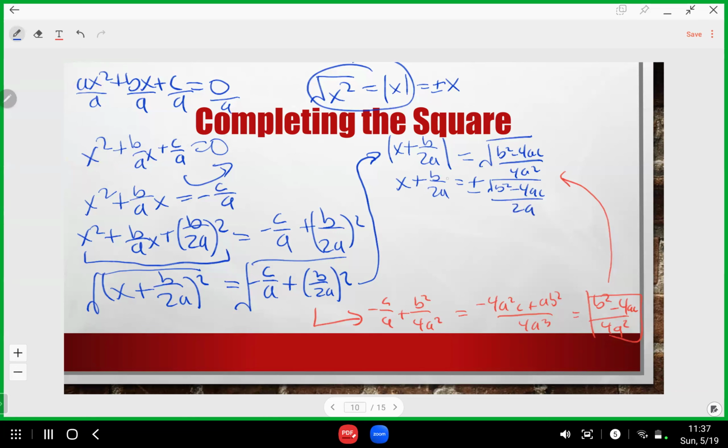Move this b over 2a to the other side. We get x is equal to negative b over 2a plus or minus the square root of b squared minus 4ac over 2a, which is equal to negative b plus or minus the square root of b squared minus 4ac over 2a. This is the quadratic formula after proving with completing the square. This is it. As you can see, that is the proof of the quadratic formula. We can derive it by solving for x, like so.